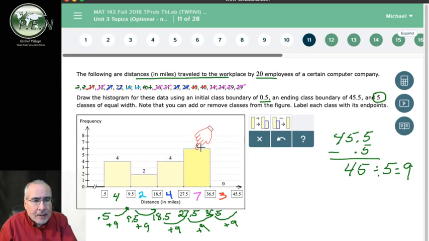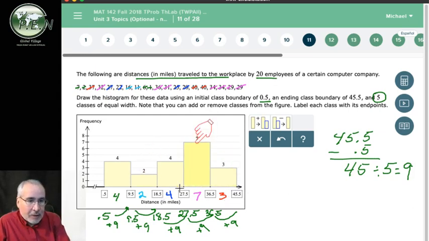What did I not do yet? I put 7 up there, and then 3. What I didn't do is check. We've got 20 employees, so let's do the check at this point. I got 4, 2, 4, 7, 3. 7 and 3 are 10. 4 plus 4 plus 2 is another 10. So there's 20 employees. We've got them all accounted for, and we're ready for the next question.